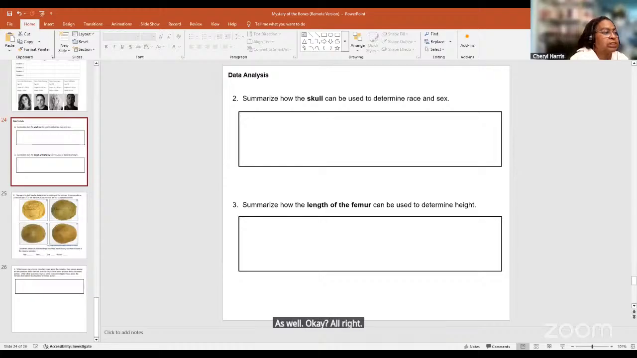Anybody still stuck? Anybody still not able to translate this to one that you can manipulate? It's more fun to manipulate and move things around, but it can be done without doing that.